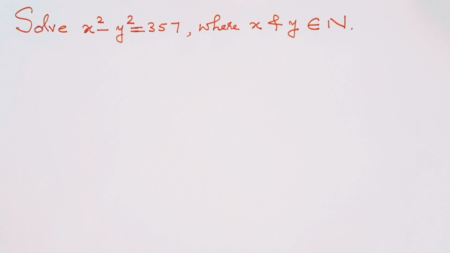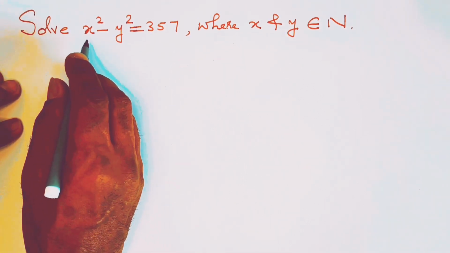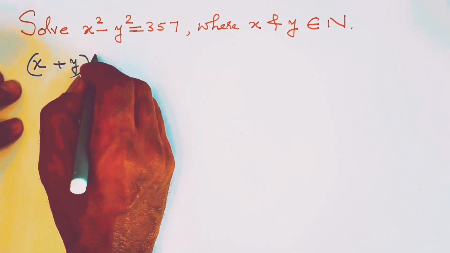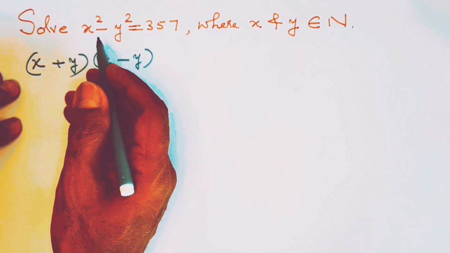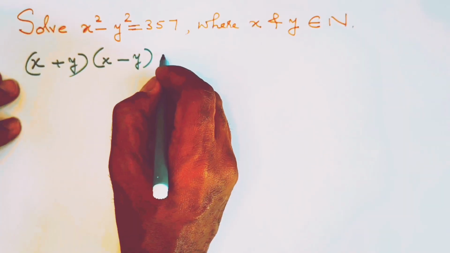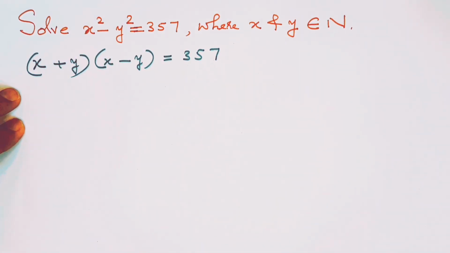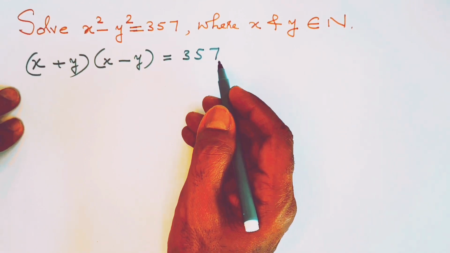So in that case, you are likely to get a finite number of solutions to the given equation, and we are finding all such solutions. To begin with, let me split the left side of the equation as x plus y multiplied by x minus y. This is a simple algebraic identity we are all familiar with, and that's equal to 357. Now the first step is to split 357 into a product of two numbers.